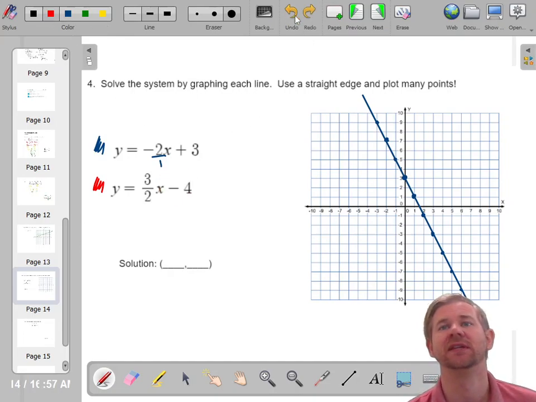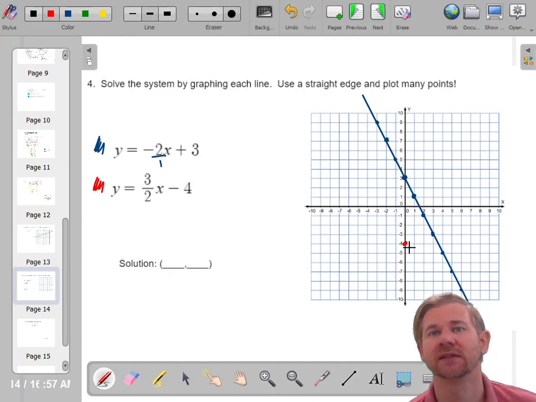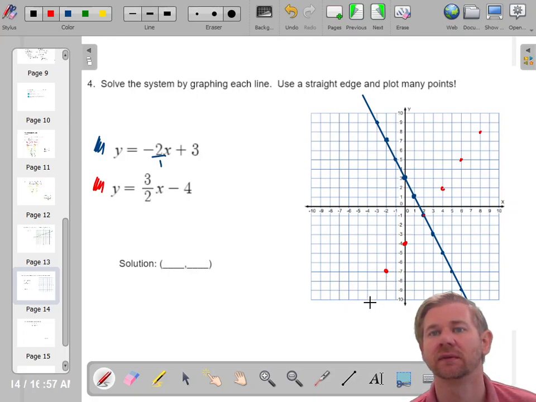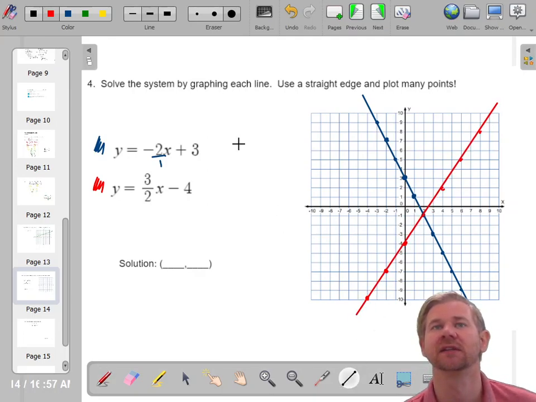The y-intercept is at negative 4. I like this already. Up 3 over 2. Got it. Up 3 over 2, up 3 over 2. Down 3, left 2. Okay, so I can see my point of intersection, but I still want this line to look good.